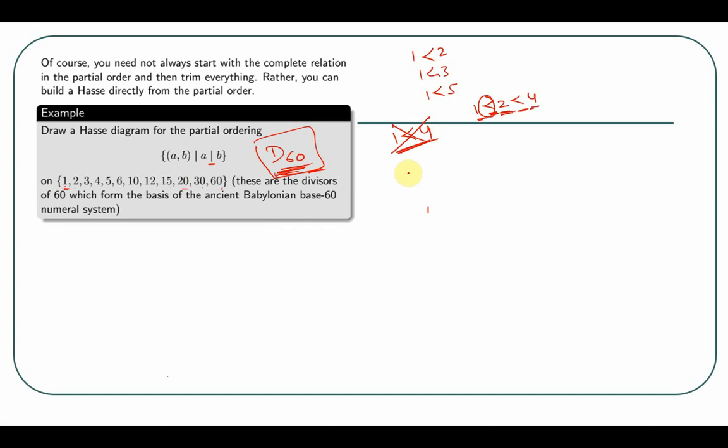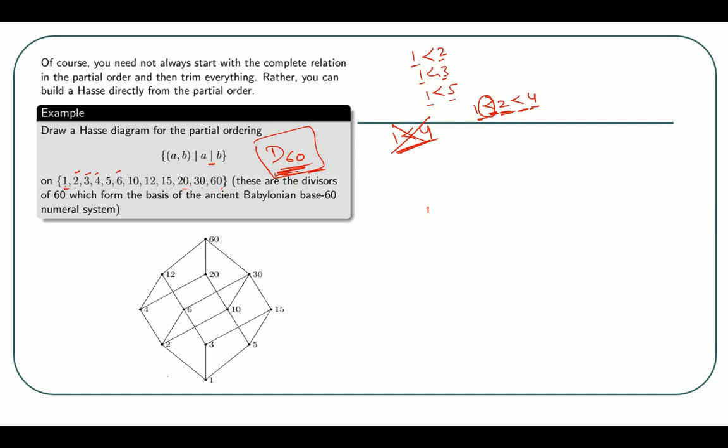So in the hash diagram, there will not be a line between 1 and 4. There will be a line between 1 and 2, a line between 1 and 3, a line between 1 and 5, and then a line between 2 and 4, a line between 3 and 6, and so on. So whenever you have a strict relationship, you will have a line in the hash diagram. It's not necessary that you start from a digraph and then convert it into a hash diagram. You can start with the set and then draw a hash diagram from there also.